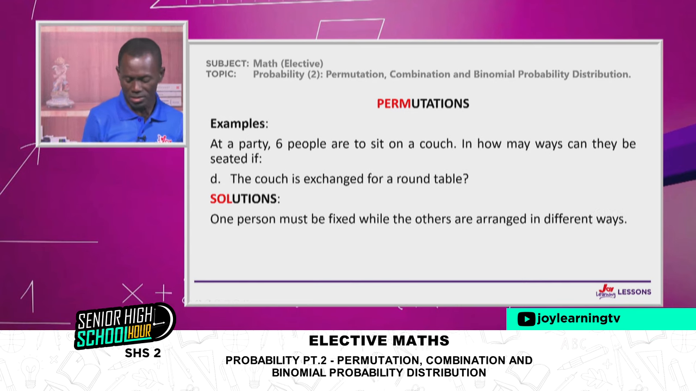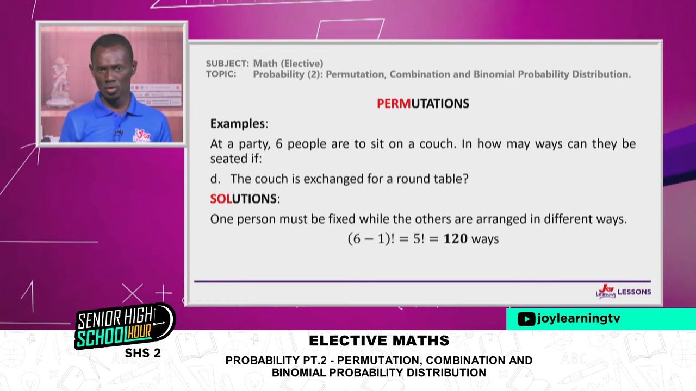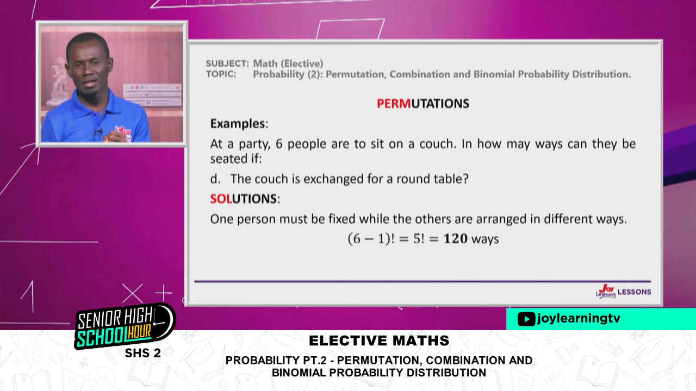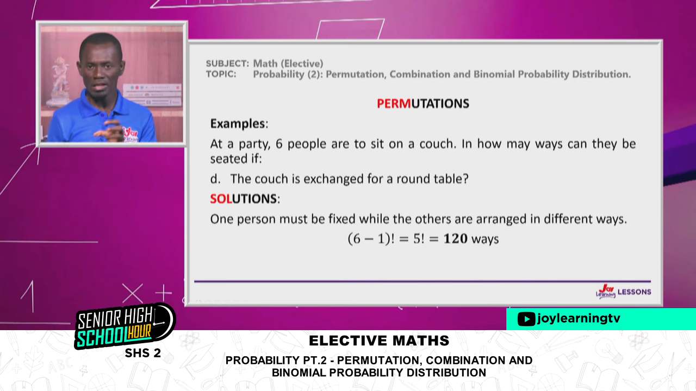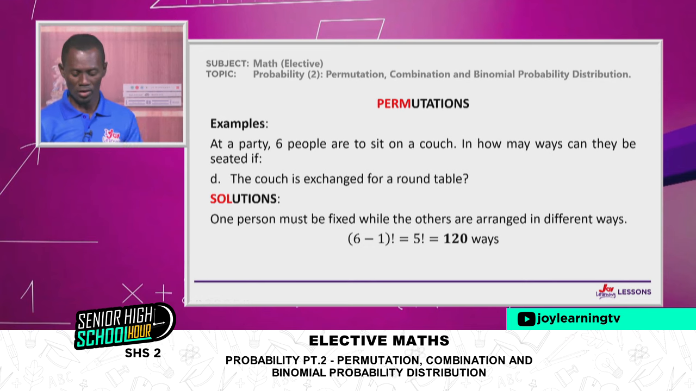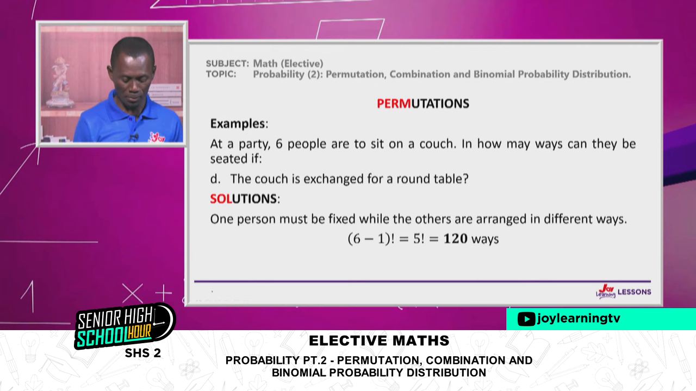So it will be (6 minus 1) all factorial, where the minus 1 is the person you have fixed. That person can only be in that position. All the other 5 can move around. So it's (6 minus 1) all factorial. So there are 120 possible ways to make that happen.